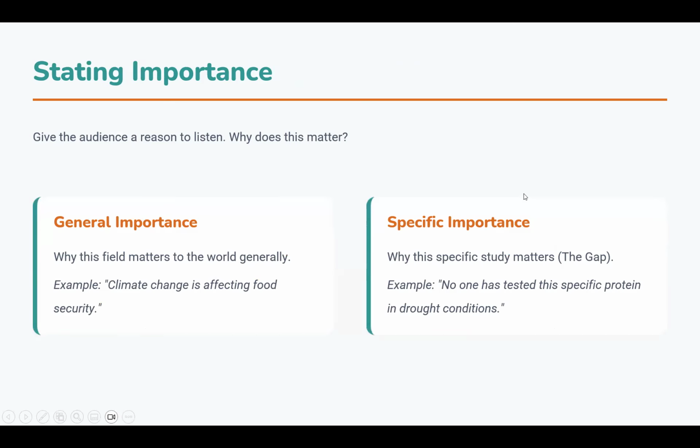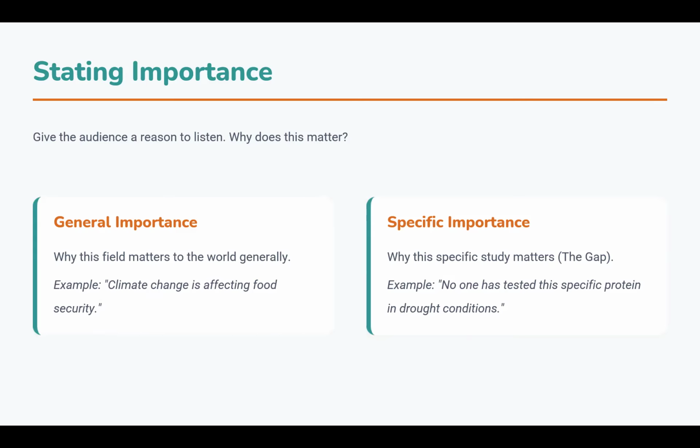Stating the importance. Now, your audience needs a reason to listen. Why does your research matter? Because it matters to you. You are going to make it matter to the outfield people as well, right? You can start with general importance and then specific importance aspects as well.